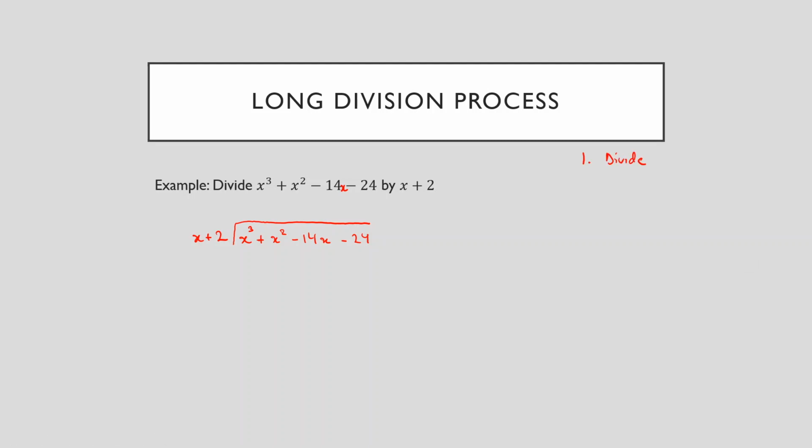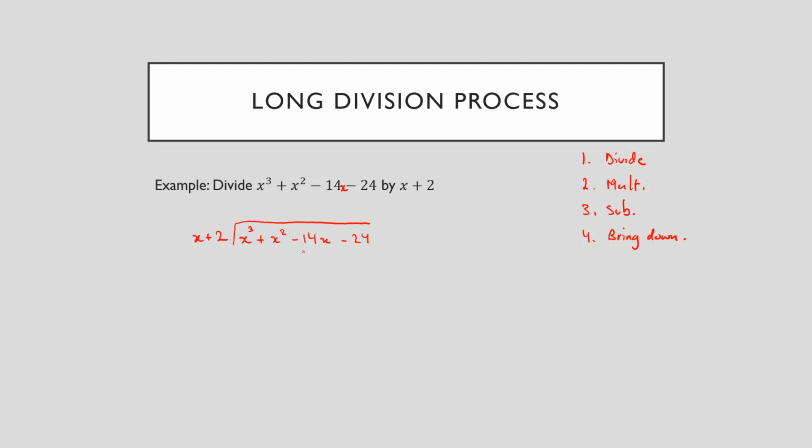All right, so let's just quickly write down the steps on the side here. So divide, multiply, subtract, and bring down. Okay, that's just going to help you remember as we do this problem. I'm not going to write that out every time. But let's do the first step. So divide. What does that mean? What do we divide here?